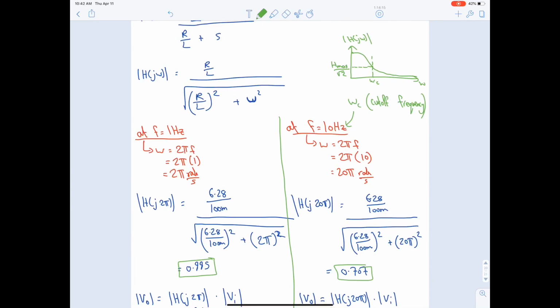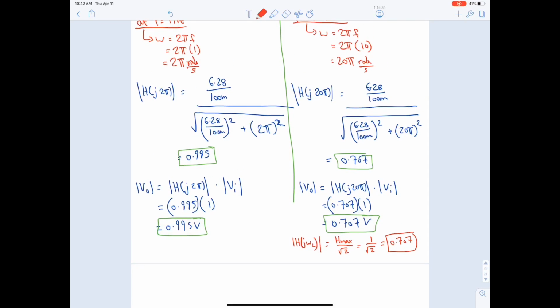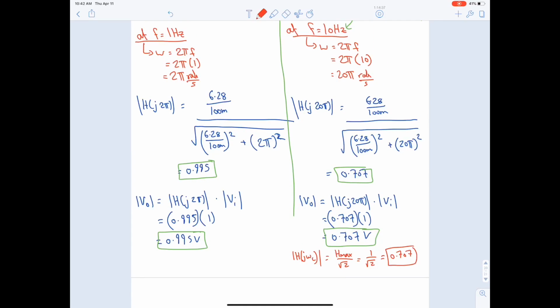So if you calculate this, 1 over root 2, you're going to get 0.707. So if you have noticed that this is the cutoff frequency, then you can just write 1 over root 2.